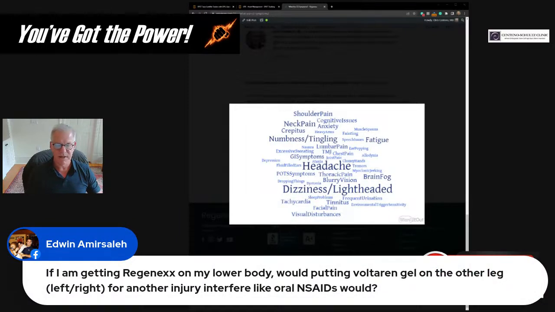Edwin, if I'm getting Regenexx on my lower body, would putting Voltaren gel on the other leg for another injury interfere like oral NSAIDs would? Probably less, but you're still going to get some blood levels of Voltaren, and there's still going to be some blocking of the acute inflammatory response. So less of an issue, but still probably a little issue.